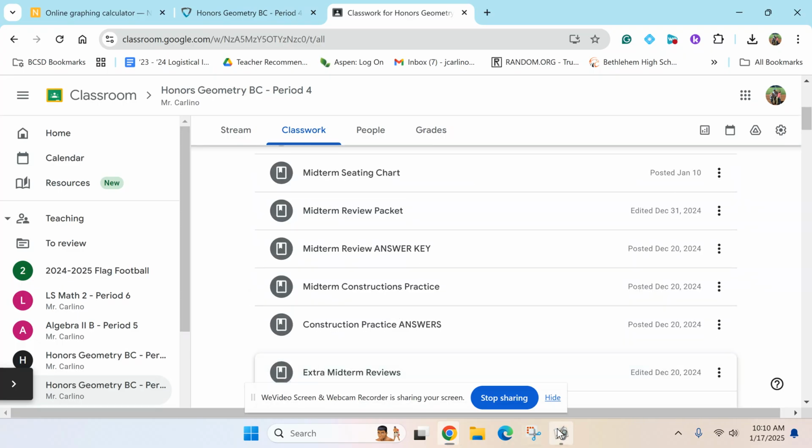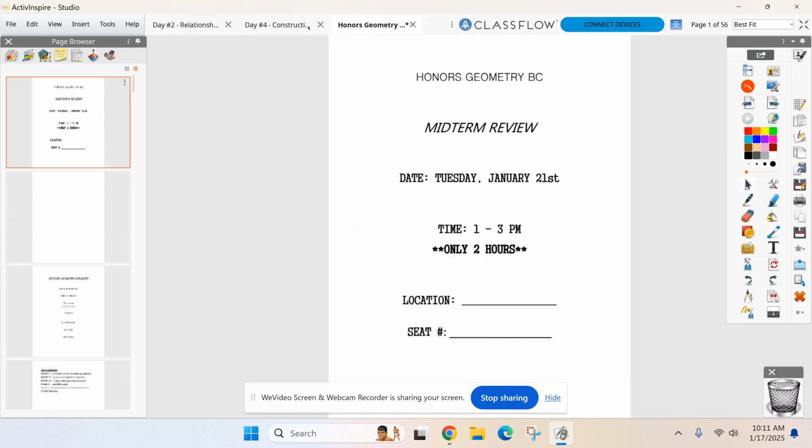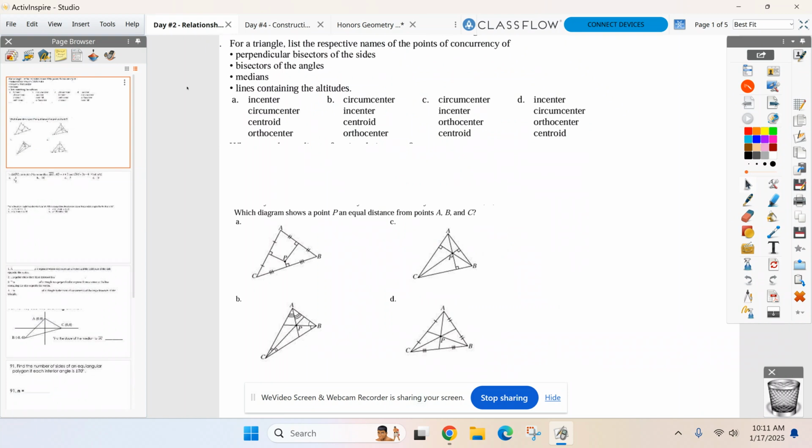All right, so here's what I got for you today. Relationships in triangles: special points, some facts about sides and angles of a triangle, and then if we have time, I'll go over some constructions with you. So let's look at this first question right away, and this deals with all our special types of points of concurrency. I want you to match up the point of concurrency with what lines all intersect.